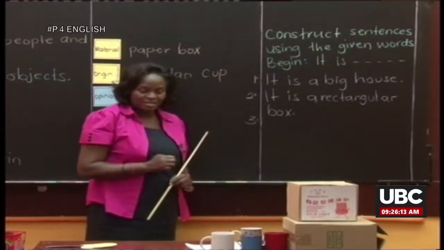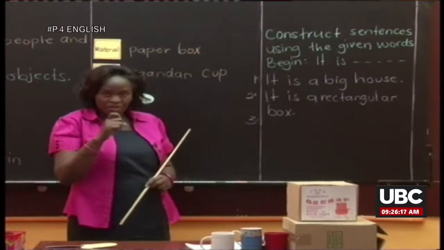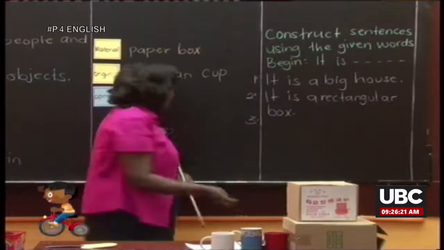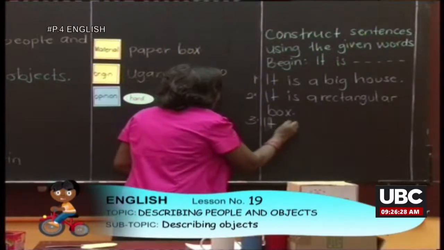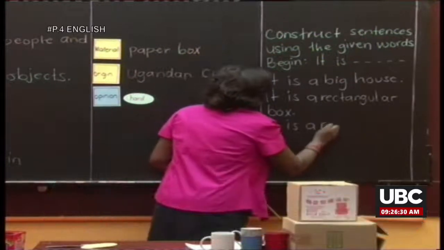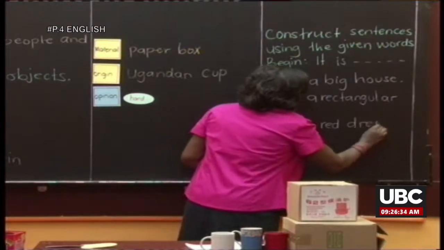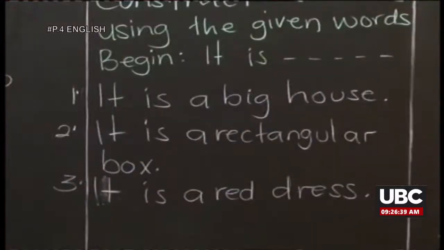Red. Any red color? You know red color is one of the colors which girls like most. Red and the pink. So you can say, it, you expect a good answer from the girls. You say, it is a red dress. It is a red dress. Which dress were you given? I was given a red dress, so it is a red dress.